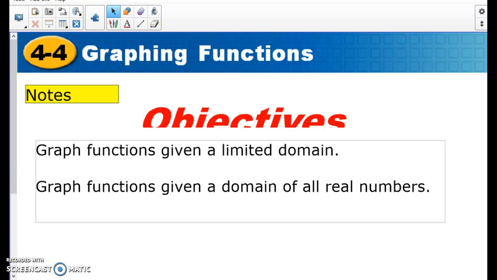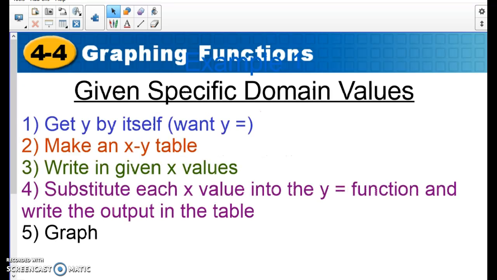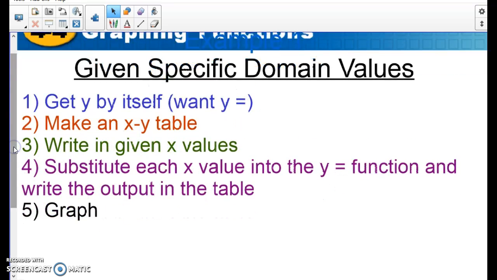Graphing a function given a domain of all real numbers means we have to pick the domain values, which could be a little more difficult depending on the kind of graph. Then we just do the same thing, plug them in, and get our answer. A little more difficult than when we did this in chapter 1.